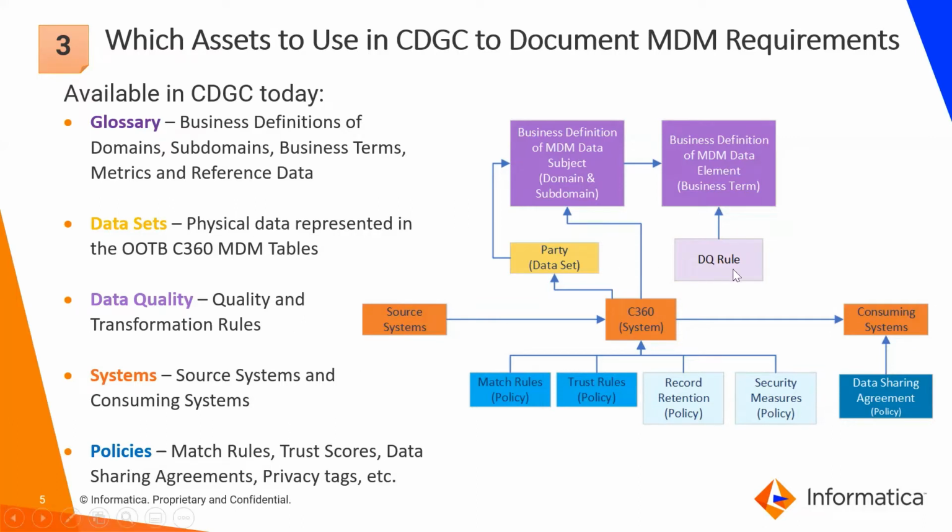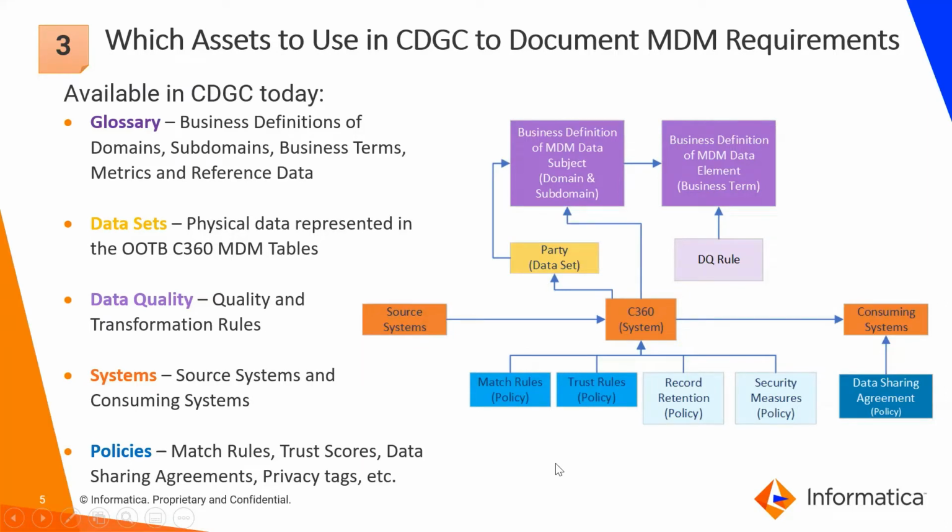The data quality rules are also captured in our CDGC in the data quality facet. And then the source systems, our 360 system itself, and the consuming systems are also identified as the system assets. And then all of those match rules, trust rules, record retention rules, security measure rules, other privacy policies, and those data sharing agreements, those are all different kinds of policies that we can then use the policy asset for.